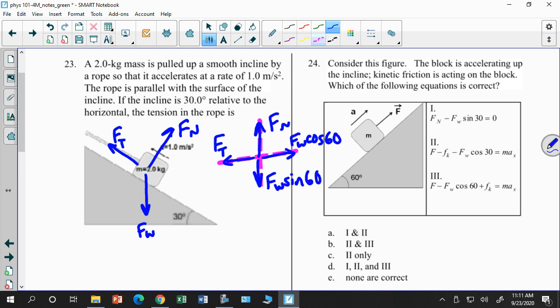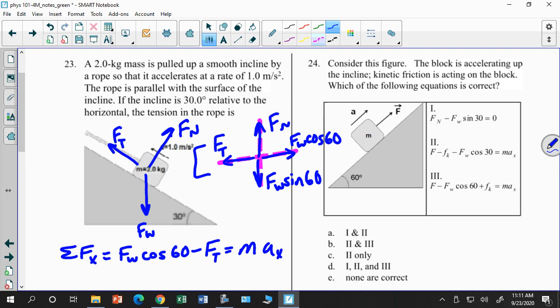Now, I want to know the tension in the rope. I could probably stop right there and say that to find the tension, I have to consider just the forces in the x direction. So I'm going to say Fw cosine 60 minus Ft is equal to max. And then I look, oh, is the acceleration 0? The acceleration is not 0.